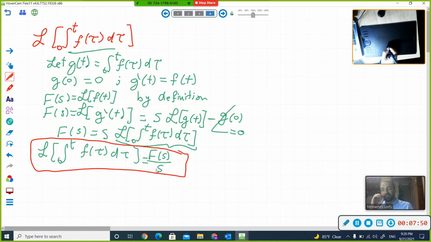So if you have a known function f(t) whose Laplace transform, capital F(s), you have already known, and this function is under the integration sign, just divide the known Laplace transform of it by s. Okay.